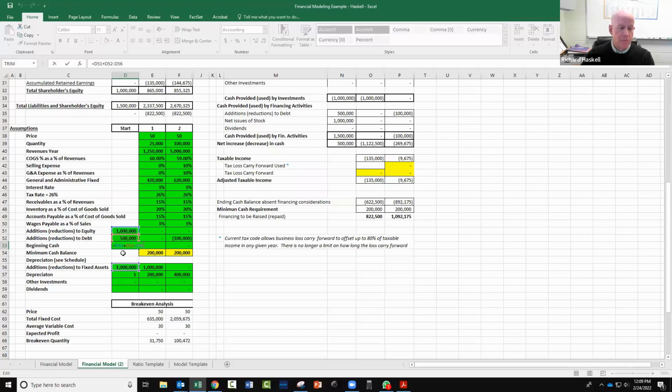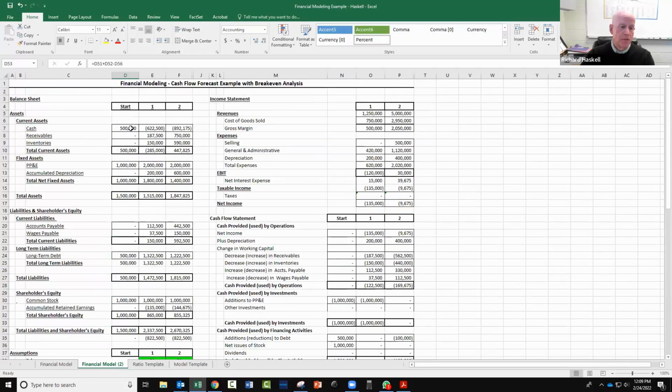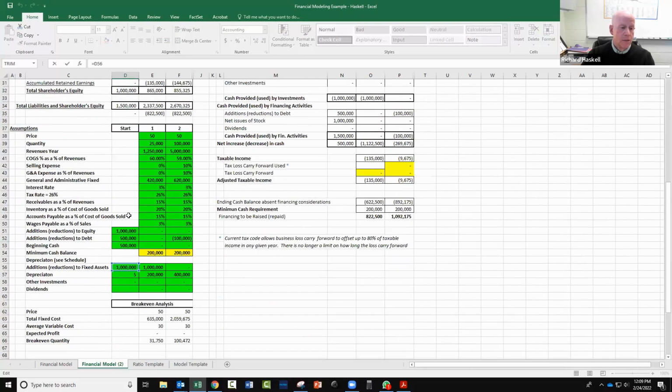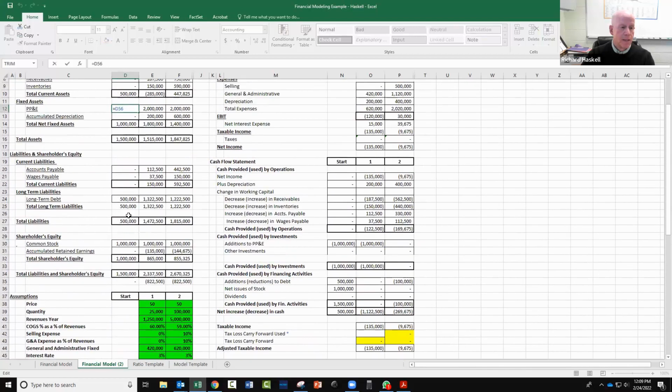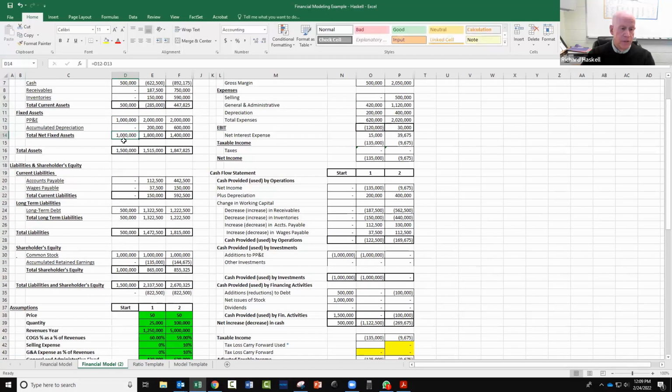And that beginning cash balance here is brought straight up to the cash balance up here, and then results in a subtotal for current assets. The asset purchase for $1 million shows up right here. Results in this subtotal. We don't start with any accounts payable, wages payable, accounts receivable, inventory, any of that, because we haven't done anything yet.